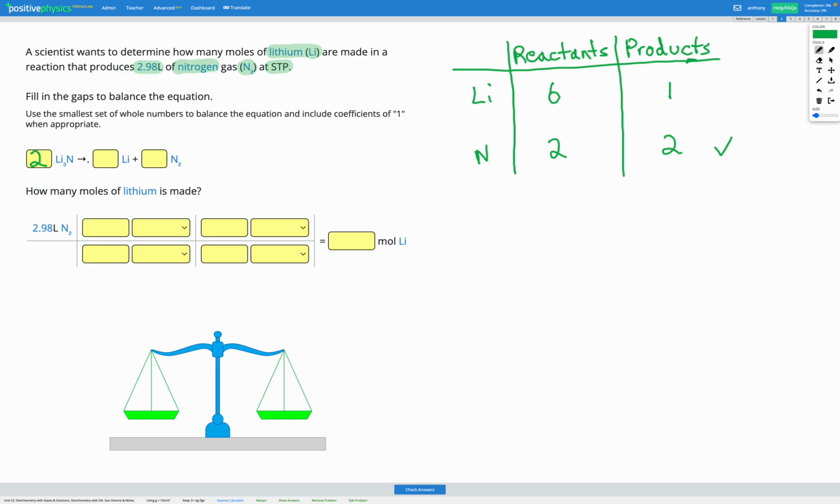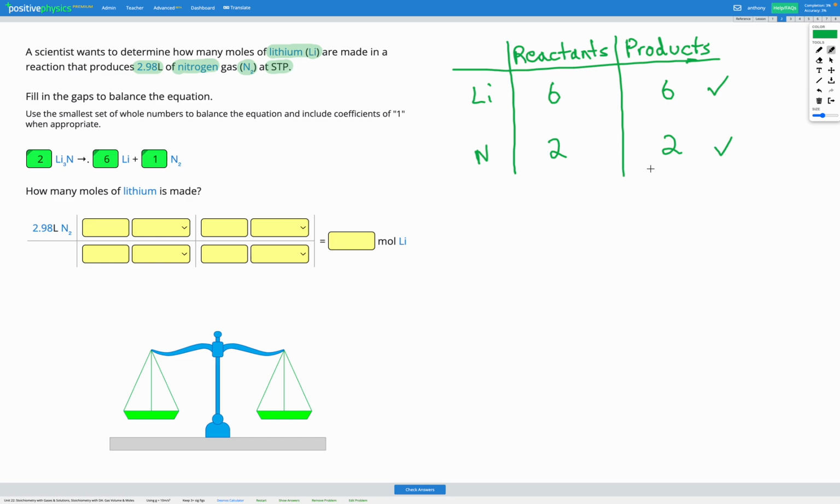So there's a simple fix for that. I can just add a 6 here. And now I have 6 lithiums in my products as well. So my equation is now balanced and I can fill in those answers. Remember, on this platform, we enter a 1 when there's only 1 of that thing, even though usually we just wouldn't put a 1, we'd just leave it blank there.